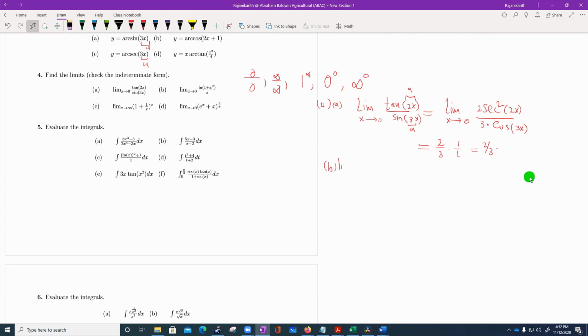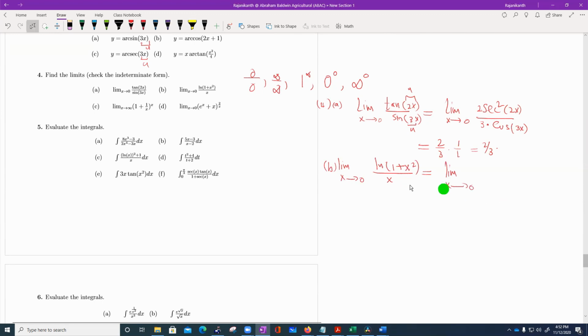Part B, finding the limit as x goes to 0 of ln(1 plus x squared) over x. What kind of form will you get now when x goes to 0? Again 0 over 0, because when x goes to 0, you will get ln 1, and ln 1 is 0, so 0 over 0. So again, use the L'Hopital rule. Find the derivative of top and bottom separately.